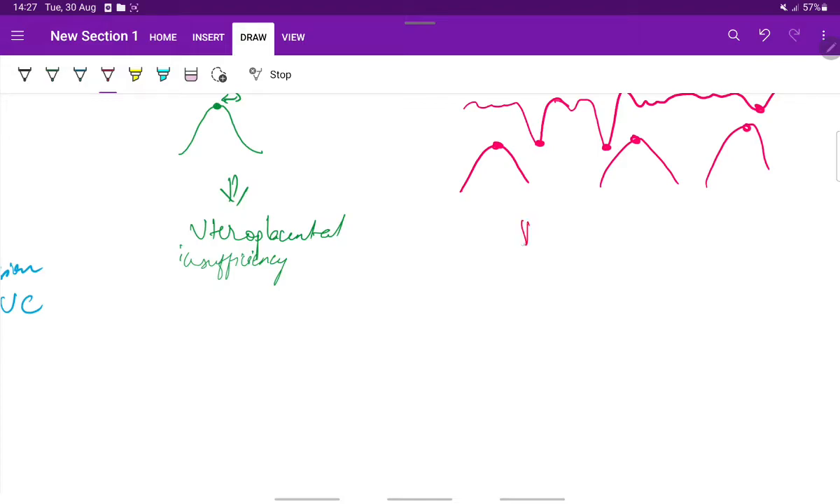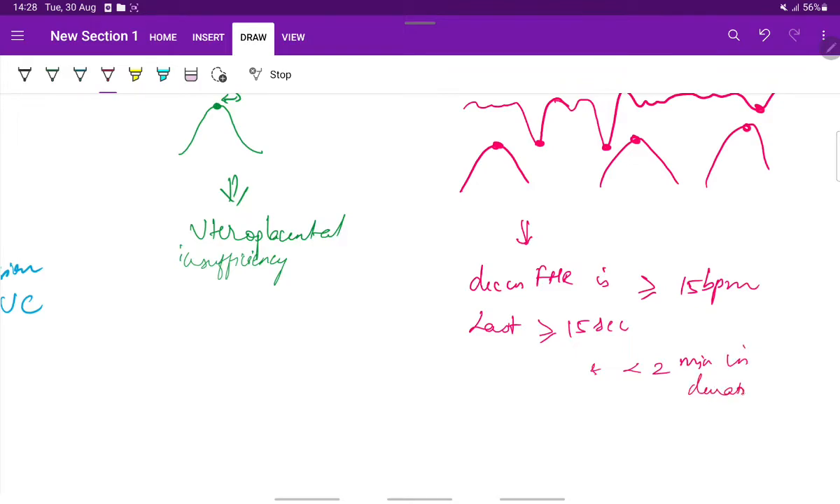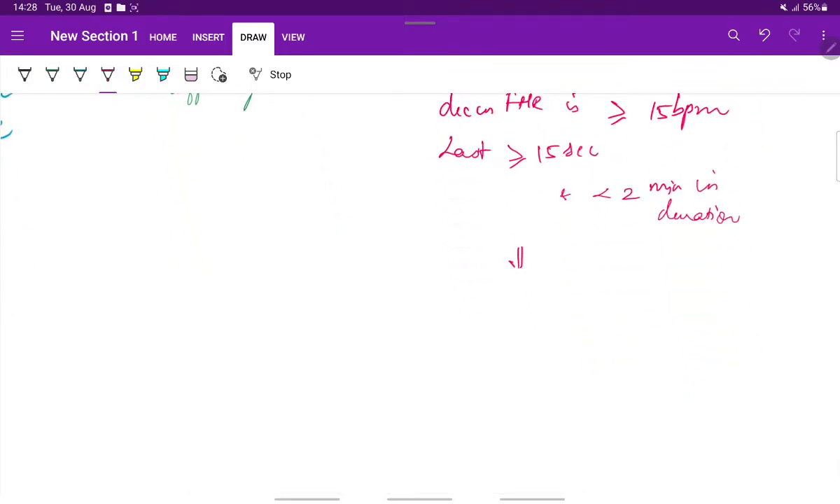And in variable deceleration, the decrease in fetal heart rate is more than or equal to 15 beats per minute, which lasts more than or equal to 15 seconds and less than 2 minutes in duration. So, these variable decelerations are found to be associated with cord compression. This indicates that there should be immediate intervention taken.